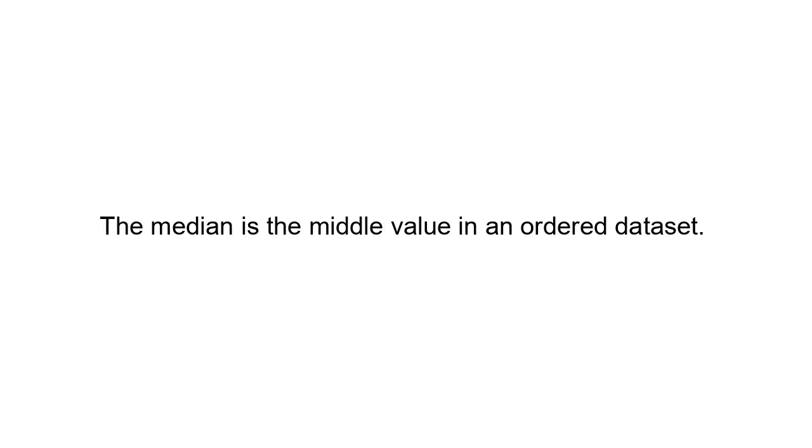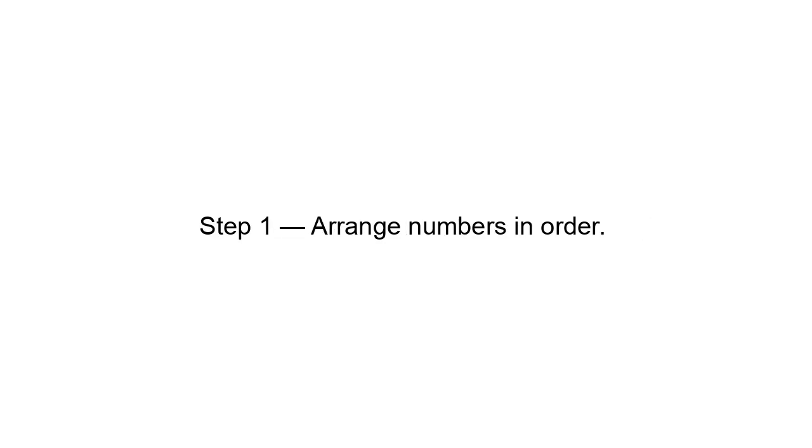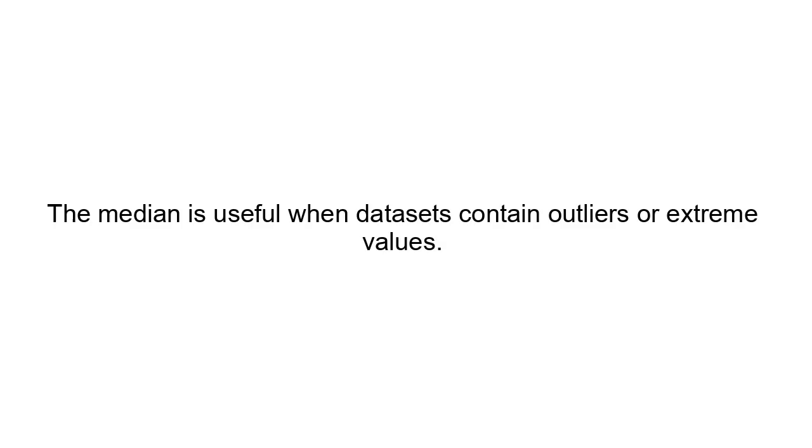Median. The median is the middle value in an ordered dataset. Step 1. Arrange numbers in order. Example: 10, 20, 30, 40, 50. Step 2. Find the middle number. Median, 30. The median is useful when datasets contain outliers or extreme values.